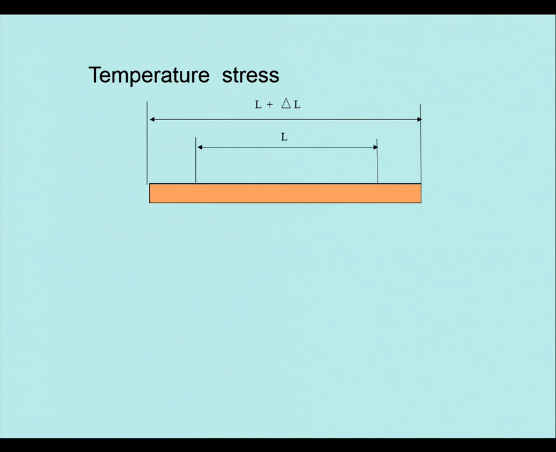But actually, its stress is 0. It's just expanded. All the molecules have just stretched themselves out. It's not under stress at all. So, stress is 0, but strain's not. So the actual stress is 0, and my actual strain is delta L over L.